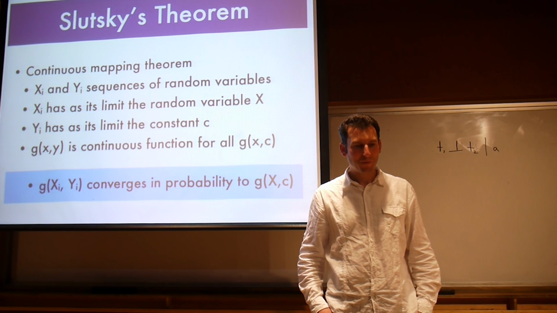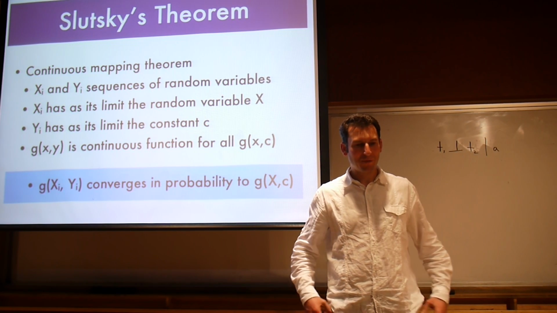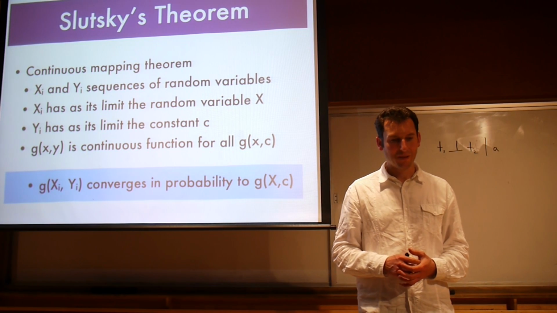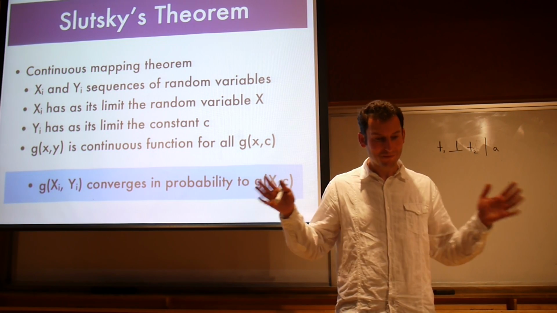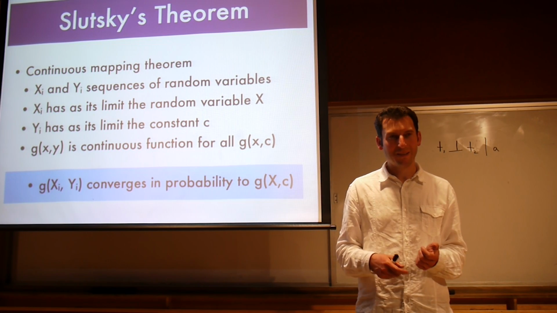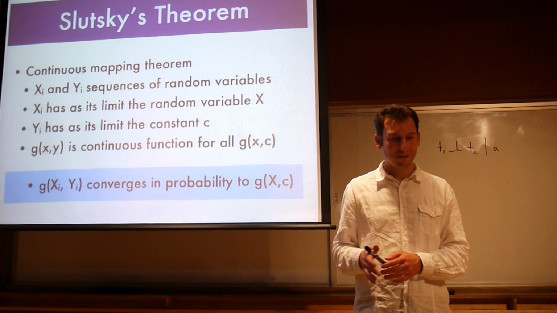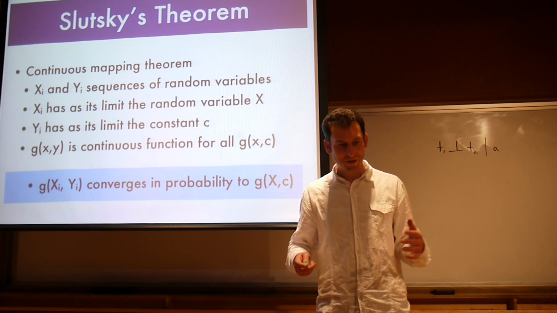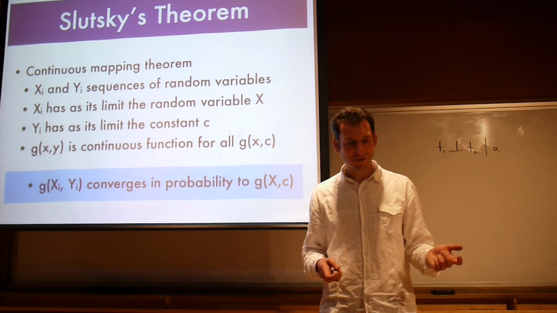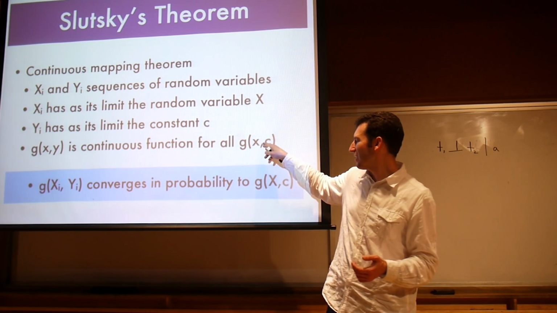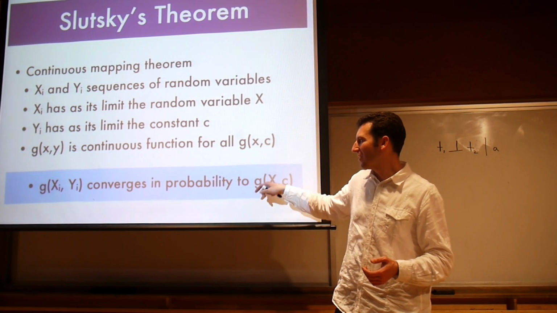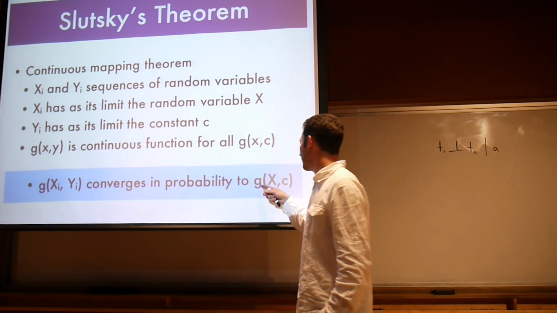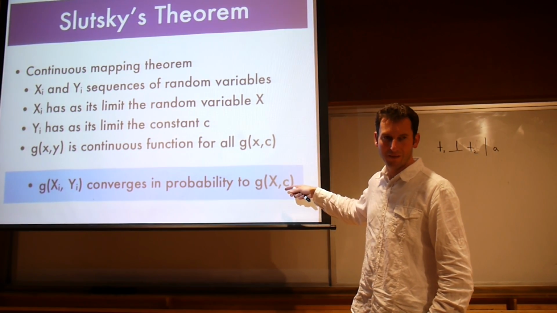So the point is actually very simple. Suppose I have 2 sequences of random variables, and x_i has as its limit some random variable x, and y_i has as its limit some constant c. And in this case, if I have some continuous function g of x and y, which is continuous at the point c, then the random variable g of x_i, y_i converges in probability to g of x and c.